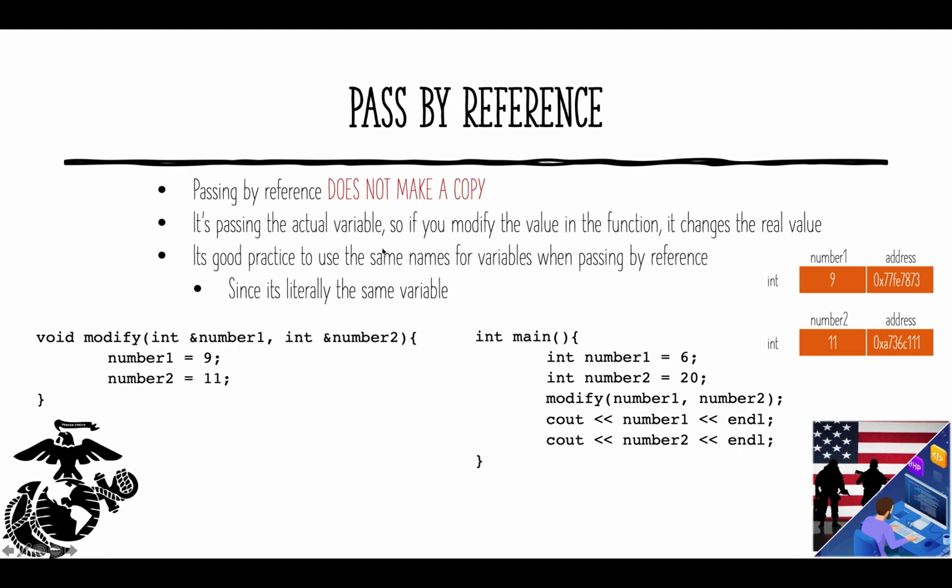So passing by reference does not make a copy. What that means is I'm passing in the actual values to the function. It's passing in the actual variable, so if you modify the value in the function, it changes the real value. It's good practice to use the same names for variables when passing, since it's literally the same variable. So again, I always like to use the same exact variables whenever I'm passing something into a function. Whenever I'm passing by reference, I use the same exact variables. If I'm ever passing by value, I use different variable names to represent that these are 2 different items and this is 1 item altogether.